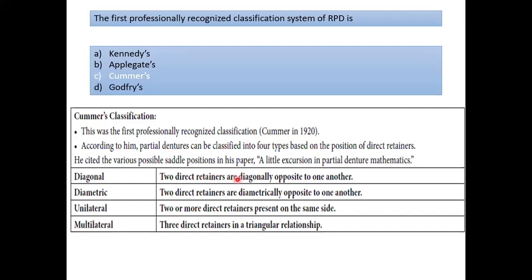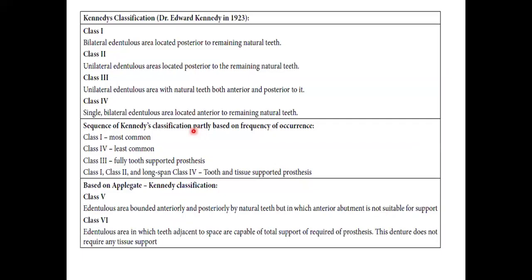Two direct retainers diagonally opposite to each other are considered diagonal. Two direct retainers diametrically opposite to one another is diametric. This is unilateral, on the same side, and multilateral, on both sides. So the first professionally recognized classification was given by Cummer. Kennedy's was given 3 years later, in 1923. As you all know, class 1 is bilateral edentulous, class 2 is unilateral, class 3 has natural teeth anterior and posterior to the edentulous space, and class 4 is a single bilateral edentulous area located anterior to the remaining natural teeth.